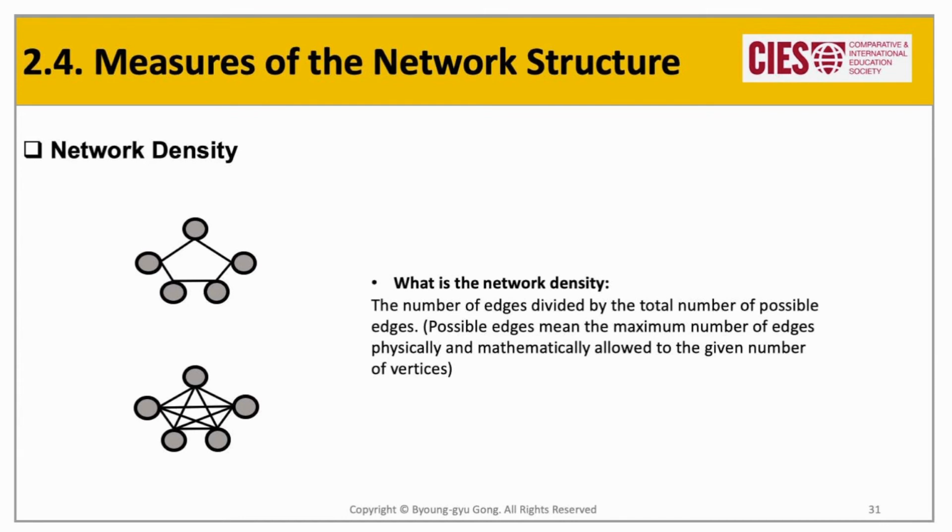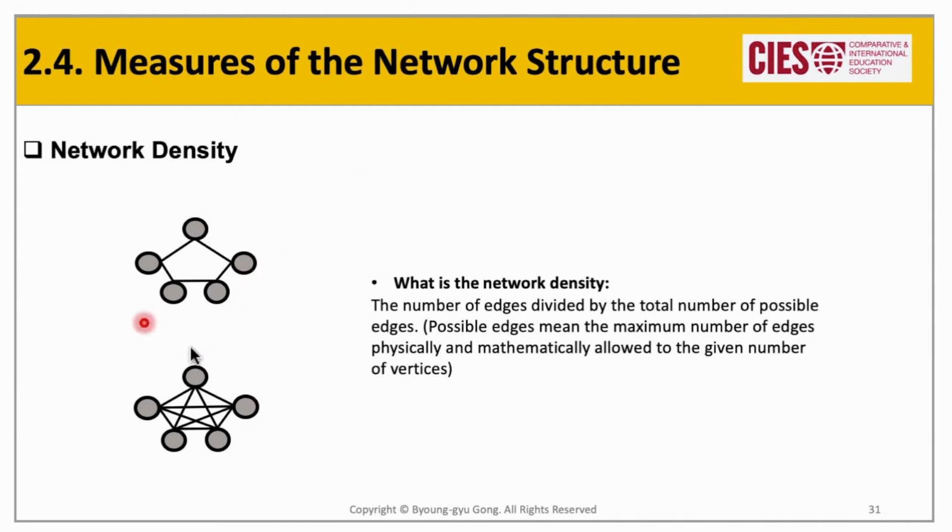The network density is simply calculated by the number of edges divided by the total number of possible edges. The possible edges mean the maximum number of edges physically and mathematically allowed for the given number of vertices. Through a simple example, I will elaborate on it further.